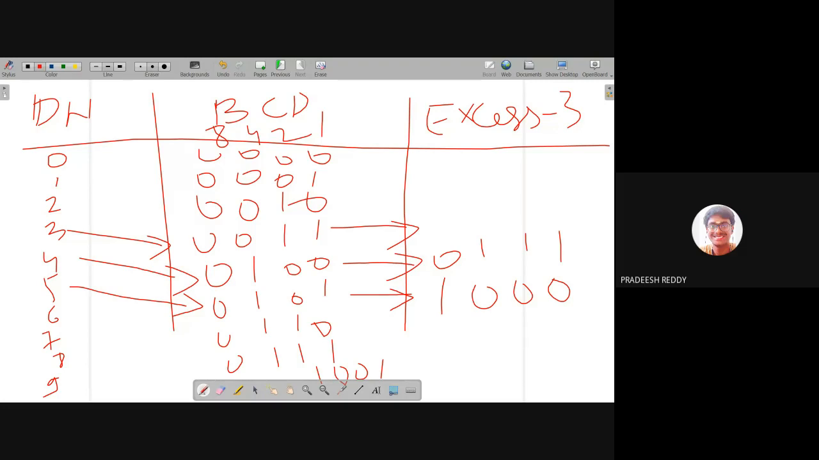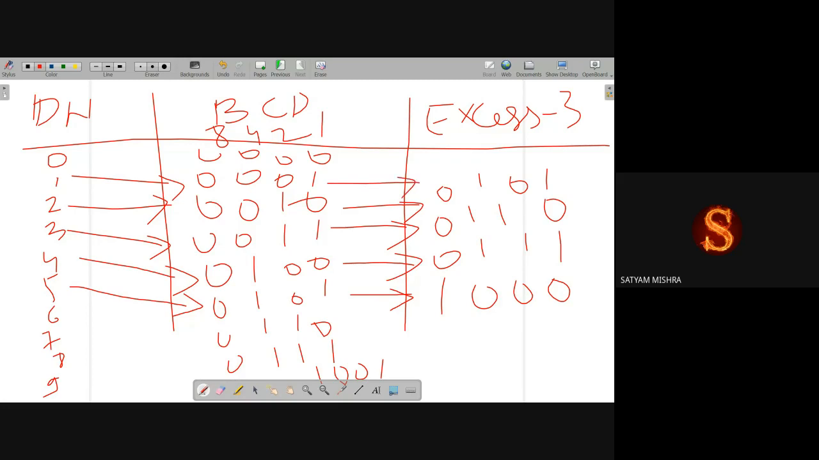What is excess 3 for 0? Very good. For 2, excess 3 is 0 1 0 1. Very good. For 1, excess 3 is 0 1 0 0. For 0, excess 3 is 0 0 1 1. Very good. And so forth.